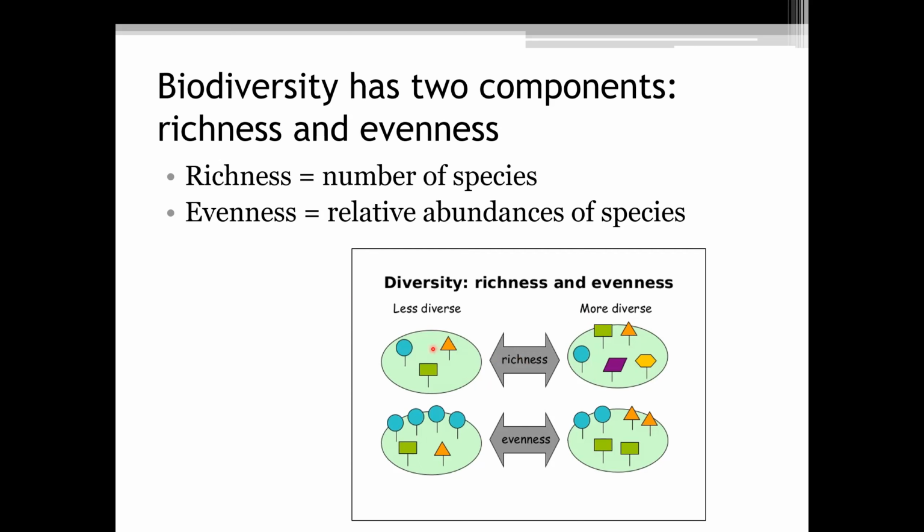When we look at evenness, we're looking at how much of each species is present. When you have more evenness, you have a more diverse community than if just one species has more of that particular species compared to the other species. This is less diverse.